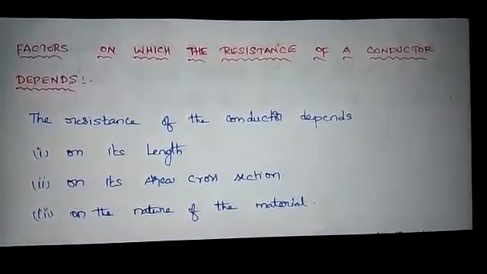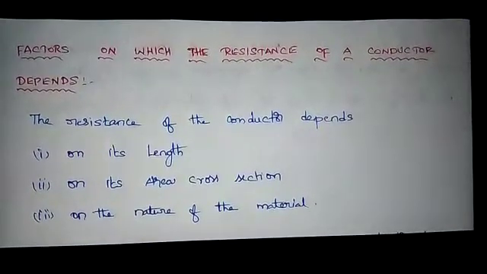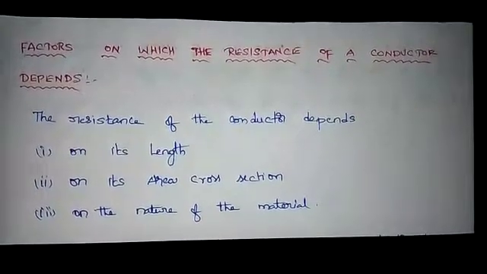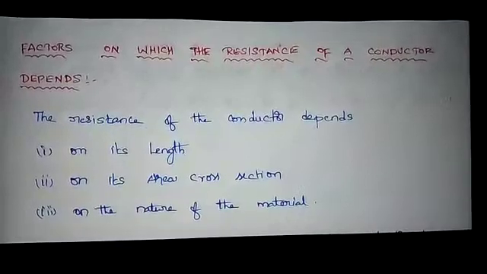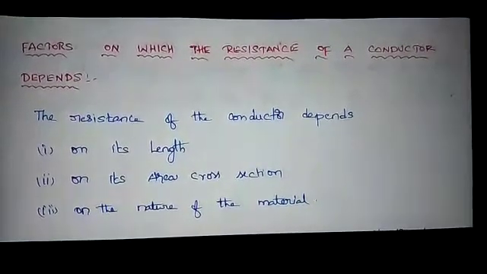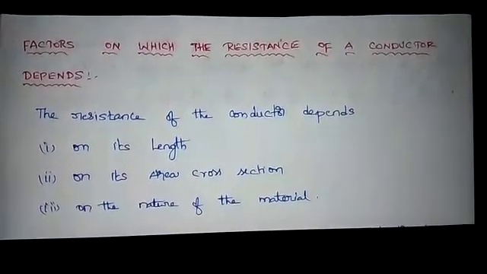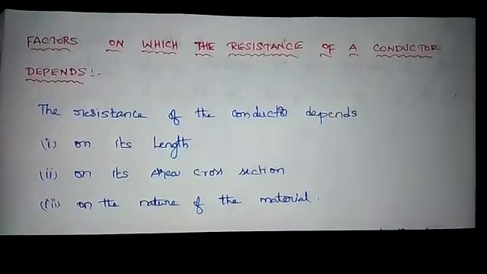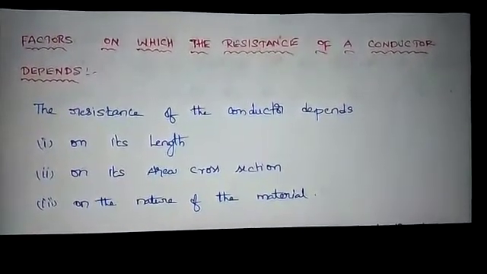The resistance of the conductor depends on the length of the material, on the area of cross section of the material, and on the nature of the material. These three are the main important factors on which the resistance of a conductor depends. So, length, area and nature.